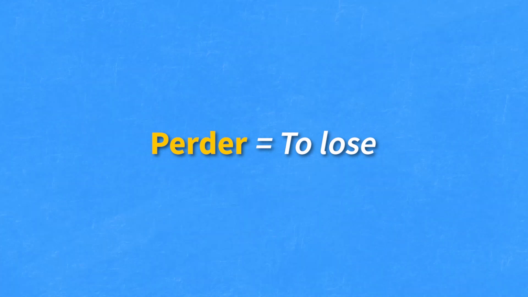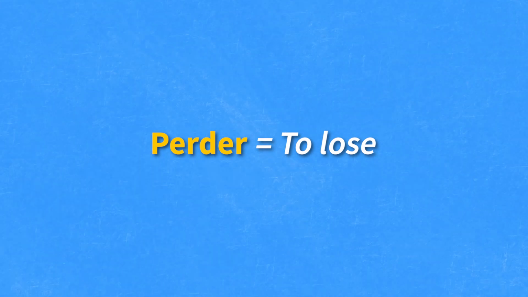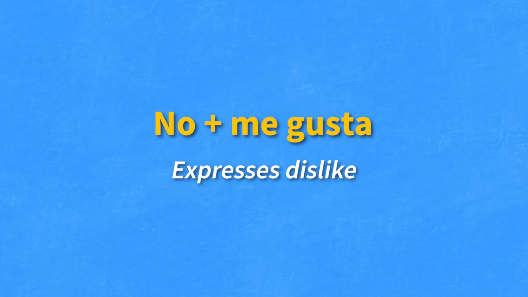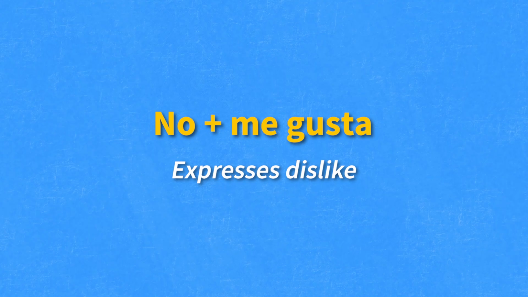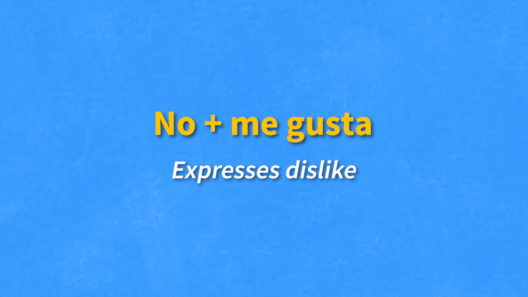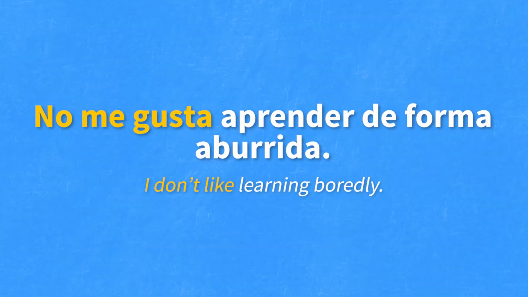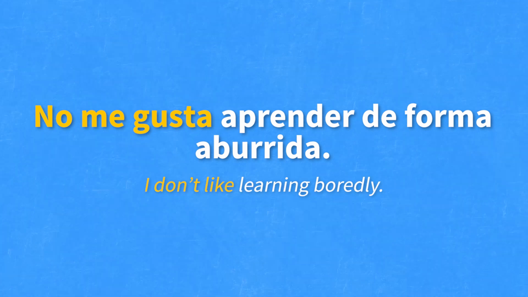No me gusta means I don't like, and perder means to lose. In Spanish, expressing dislikes can be as simple as adding no before me gusta. So if you don't like something, just say no me gusta, followed by the verb or noun. For example, no me gusta aprender de forma aburrida. I don't like learning boredly.